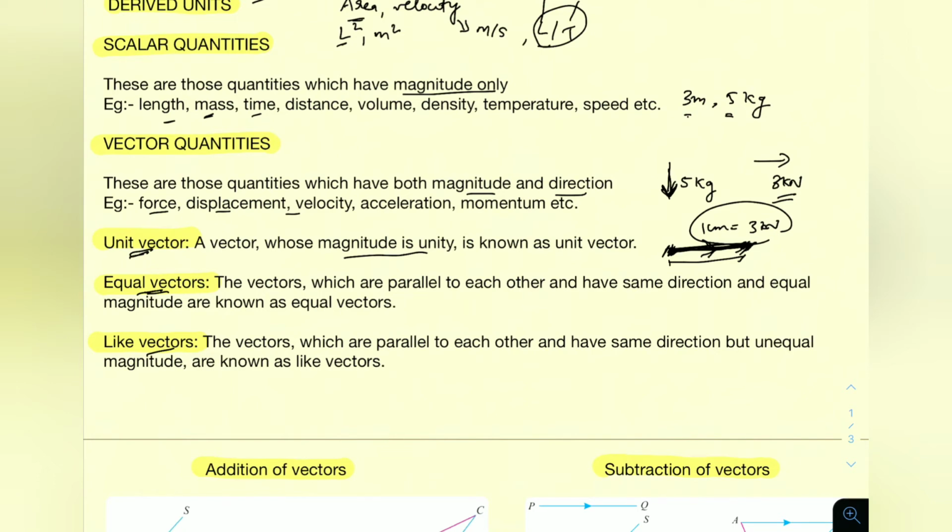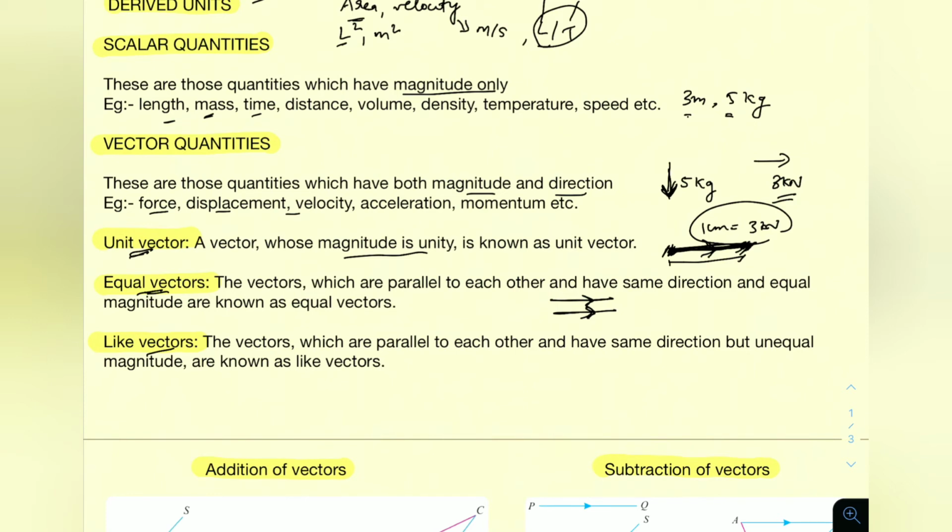Equal vectors means that the vectors will have the same direction and the same magnitude. That is like this. These vectors will have the same magnitude and the same direction. They will be parallel to each other. That is what is meant by equal vectors.